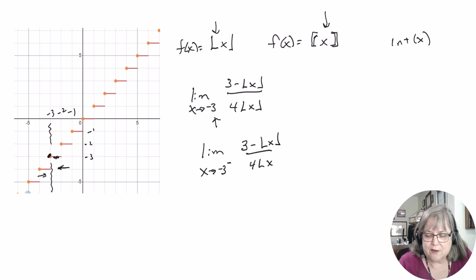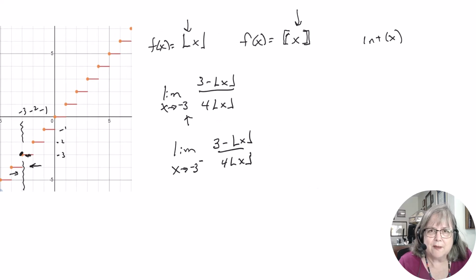Now, sometimes students will say, well, it doesn't exist because I can see right there that it doesn't have the same numbers coming in from both sides. That usually does not get you full credit for the answer. Your teacher at this stage in your math career wants to see your justification for why that is. So you have to work this out.